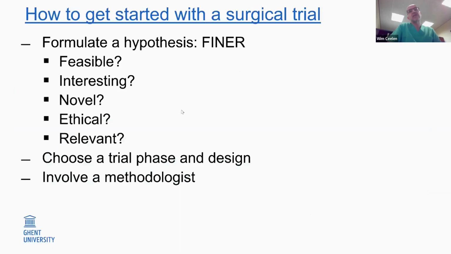So how to get started with a surgical trial? Of course, you need a hypothesis, and a hypothesis is usually generated by clinical experience or a clinical question that you have. And a nice acronym regarding the desired properties of a hypothesis is FINER. So it should be feasible, of course. You should have enough patients. The intervention should be feasible. It should be interesting. It should be novel. It should be ethical, and it should be relevant for clinical practice.